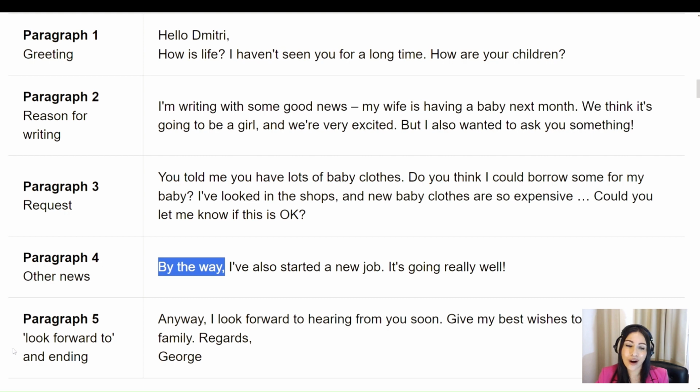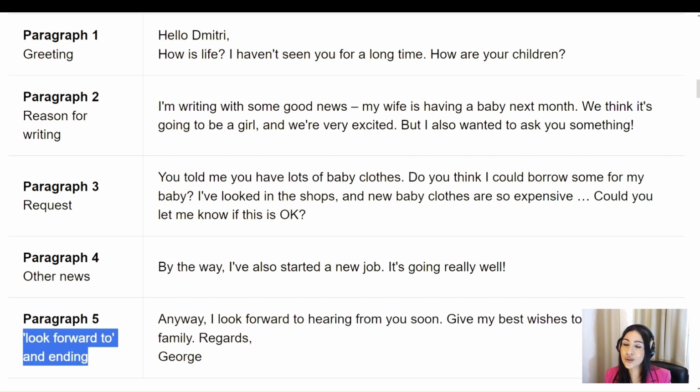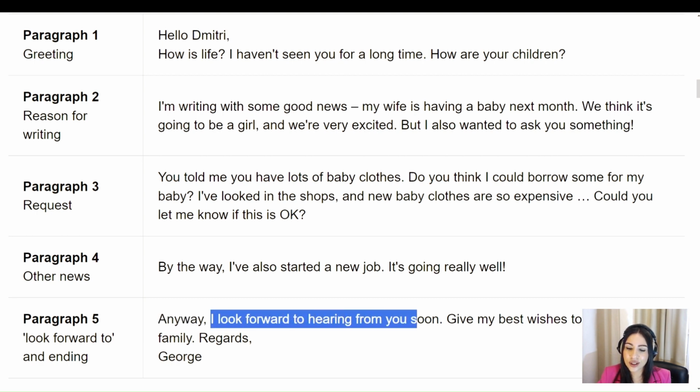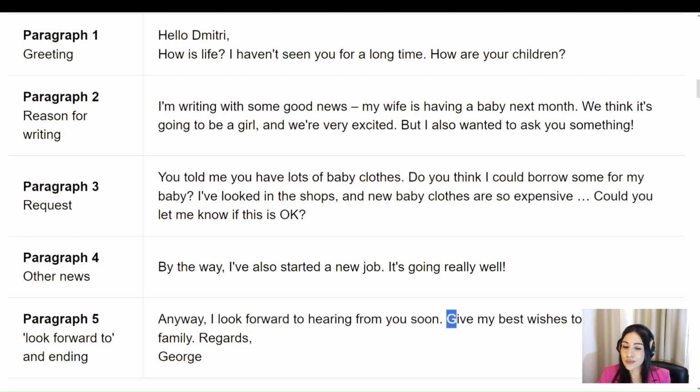And in your last paragraph here, the writer chooses to conclude their motivations, reasons for writing, by ending the email appropriately. We're going to use look forward to, which is semi-formal actually, and an appropriate ending. Here we see that this is an informal or semi-formal email that starts with the discourse marker anyway, followed by a comma. This is more informal and it's used only with friends or colleagues that you know quite well. Anyway, followed by I look forward to hearing from you soon, would be an appropriate ending.